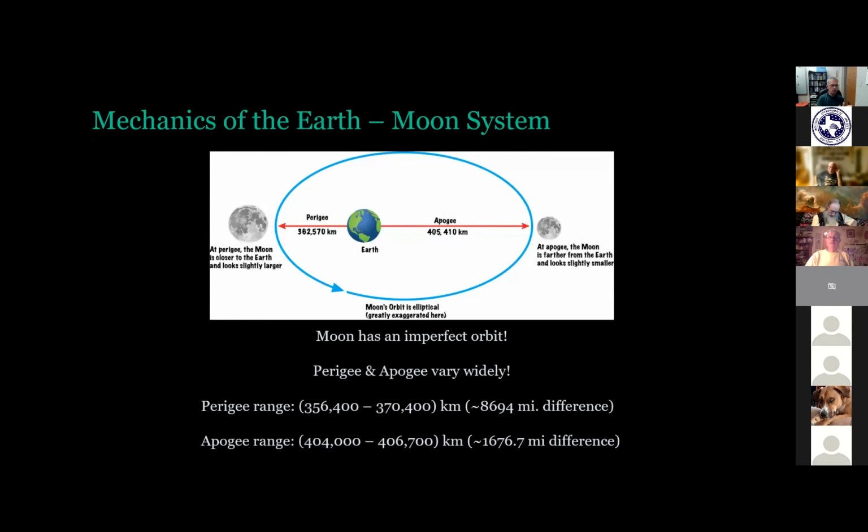Now, the moon's orbit is also imperfect. It actually wobbles around the Earth, but it also changes in its shape. So here, the perigee changes by about 8,694 miles. So when the moon is at its closest distance to the Earth, it varies by a distance that is larger than the diameter of the Earth. The apogee range, the position of its furthest distance from the Earth, shifts by about 1,700 miles. That's more than twice the width of Texas from the Sabine River to El Paso, or nearly twice that distance.